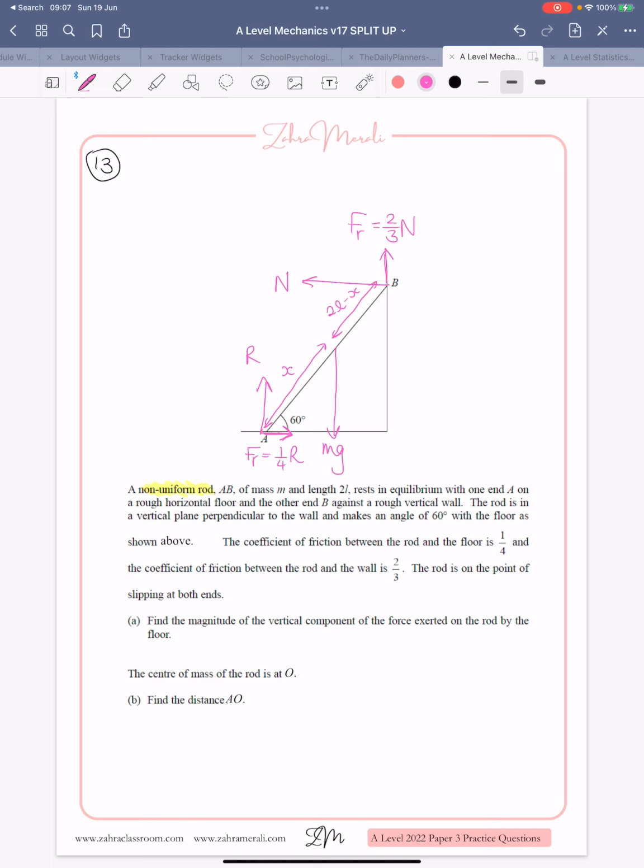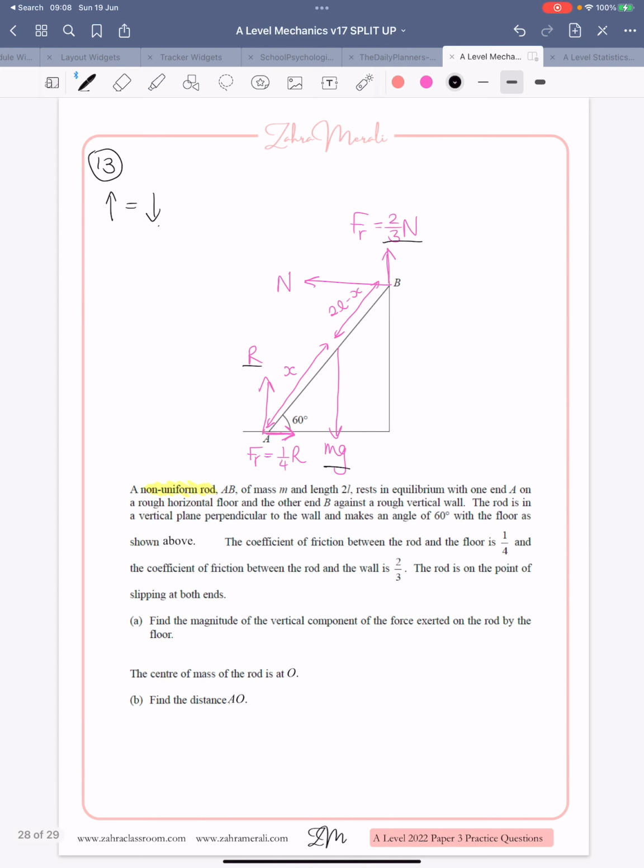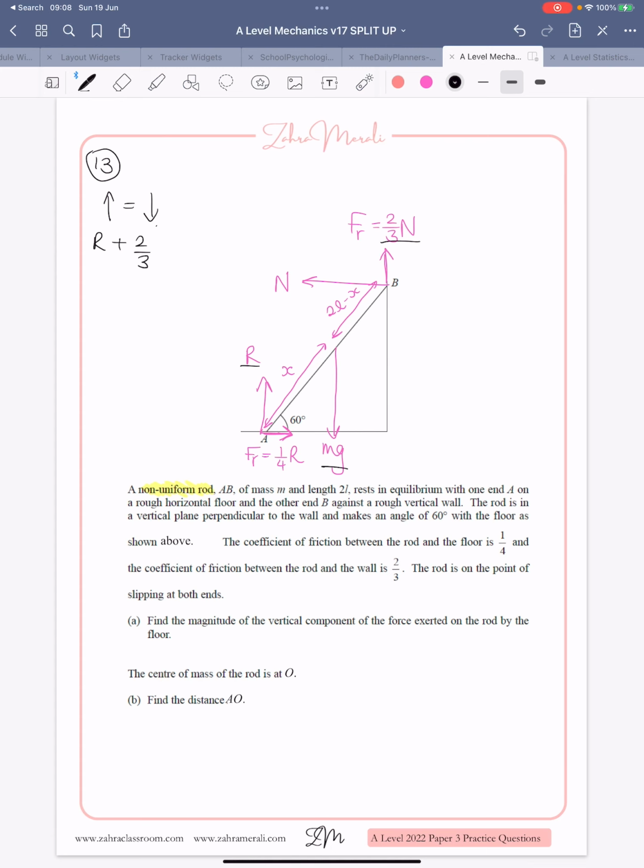This shouldn't be difficult. We're going to just follow the process. Up equals down, left equals right. Okay, so let's start with up equals down. So going up, I've got this force, I've got this force, and going down, I've got this one. So I've got R plus 2/3 N equals mg. Okay, left equals right. I've got left and I've got right. N equals 1/4 R. Right, so I'm going to call that 1 and I'm going to call that 2.